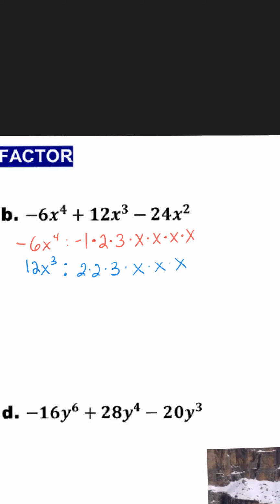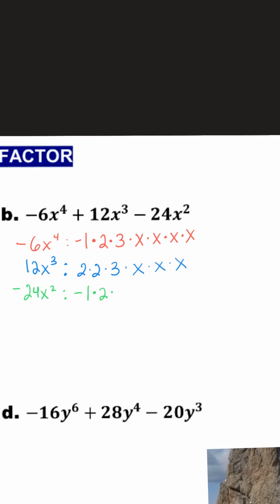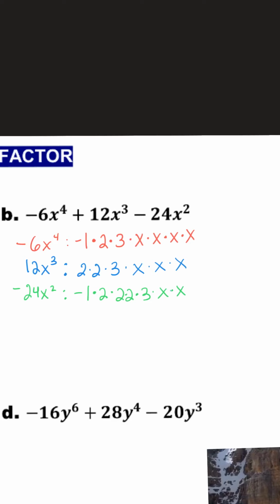And then my last term there is negative 24x squared. I see a negative, so I'll bring out the negative. And then 24, that's equal to 2 times 12, so I'll do 2. I already know what 12 is equal to. We did it in blue, so I'll just carry on the rest of those 2's and that 3. And then go ahead and keep 2 x's. Once you do enough of these, they kind of start to get repetitive.